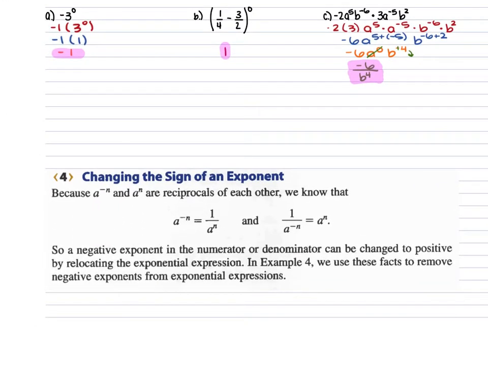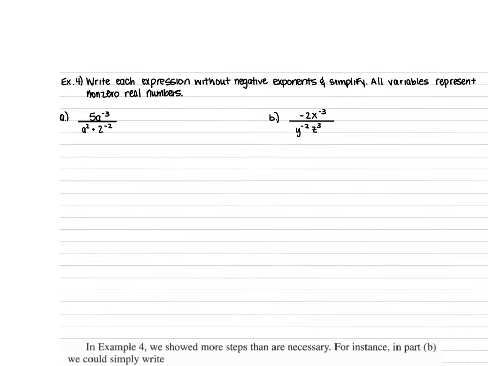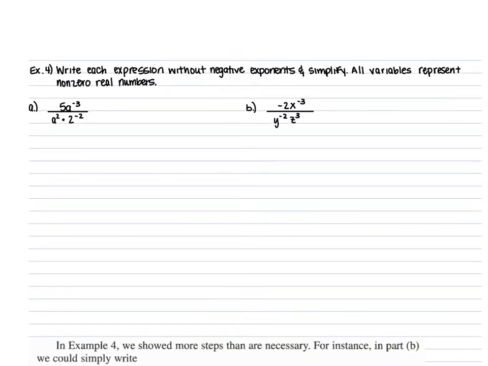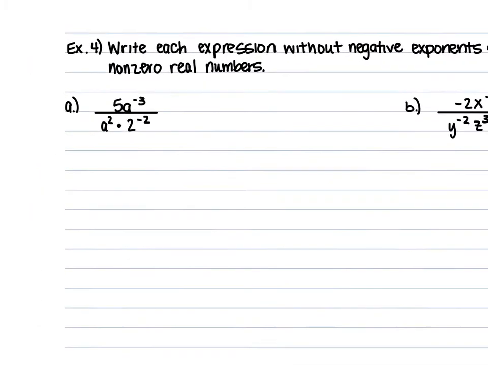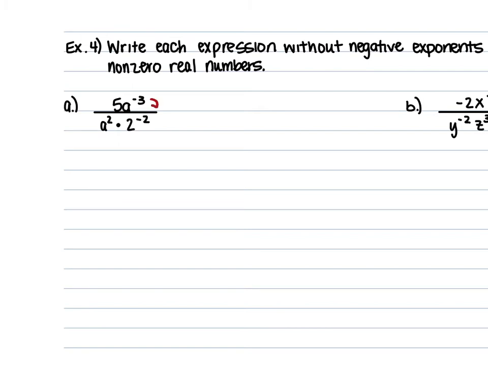For our next set of examples, we are writing each expression without negative exponents and simplifying, and we're told that all variables represent non-zero real numbers. So with example A, we have 5a to the negative third over a squared times 2 to the negative second. That a to the negative third has to go to the bottom of the fraction, and that 2 to the negative second has to go up top to make it a positive 2.